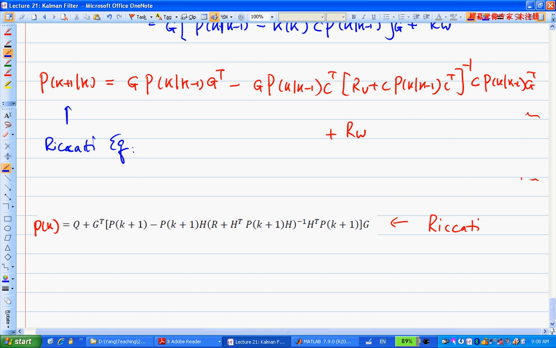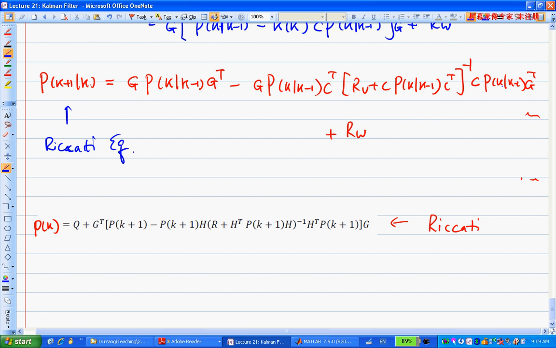But there's a fundamental difference between these two Riccati equations though. What's the difference? Remember what we call this? This is K here, but this is K plus 1. So that's a backward Riccati equation here, right? But this one, look at that: k plus 1|k, k|k. This is the forward one. Okay? This is the forward.